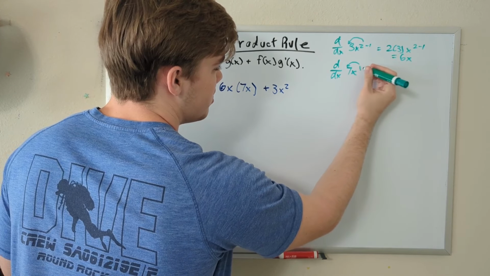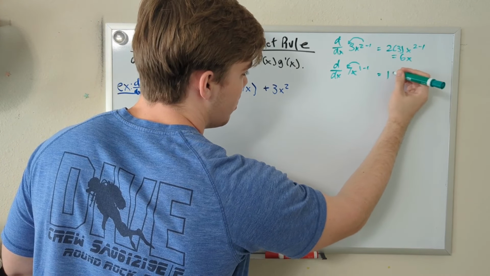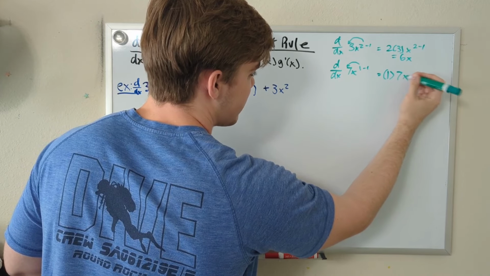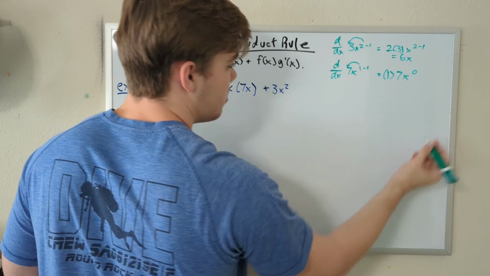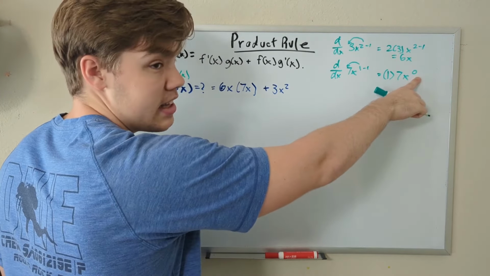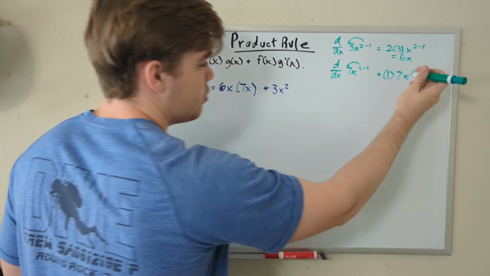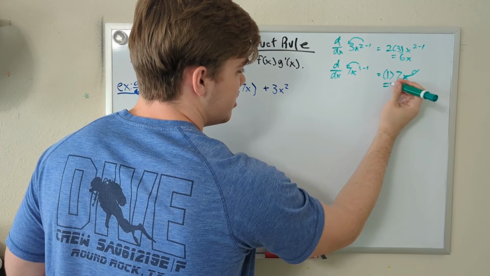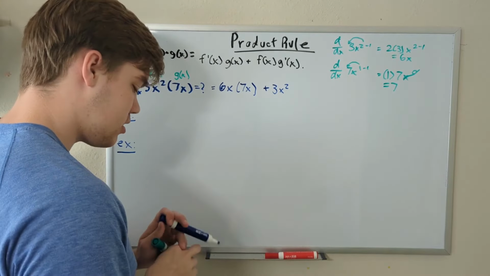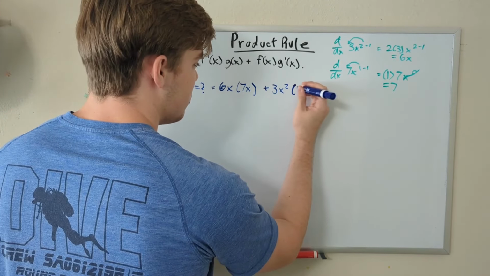We can bring that to the front and then subtract 1. So this is equal to 1 times 7x to the 1 minus 1 power, which is 0. X to the 0th power, anything to the 0th power in fact, is just equal to 1. So our derivative is just 7. So we multiply 3x squared by 7.